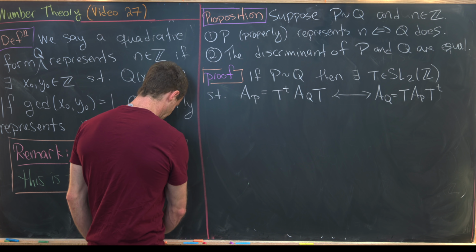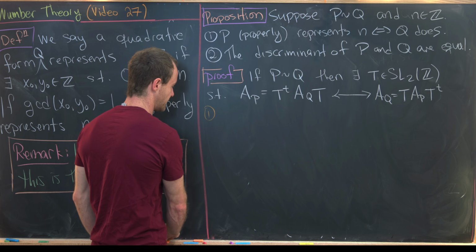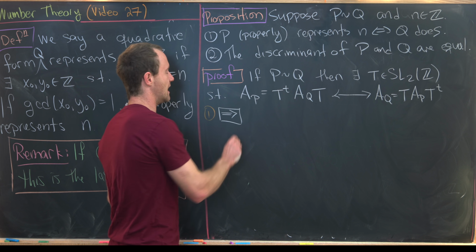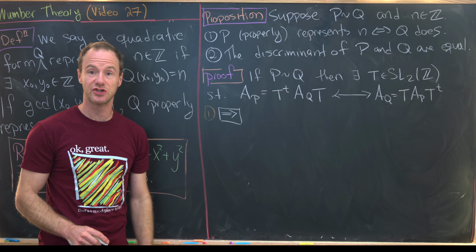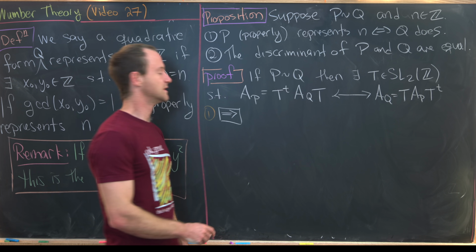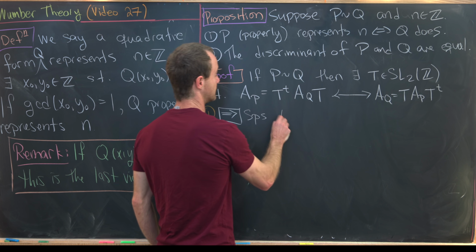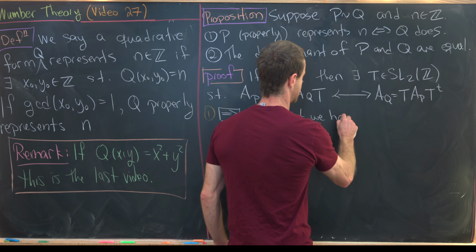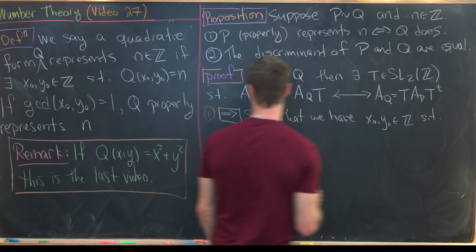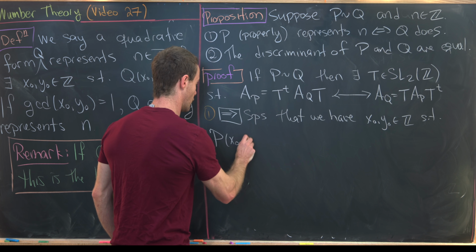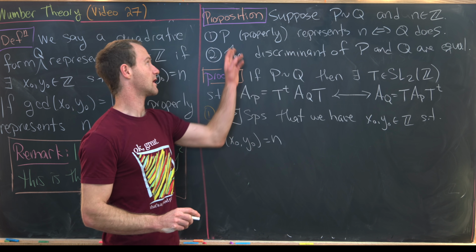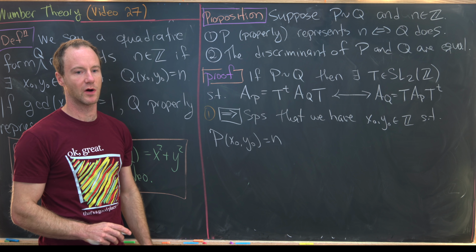Okay, so now we're ready to jump in to the proof of part one. So we'll only do a single direction here, and that's because the two directions are essentially the same, except we just replace the letter P with the letter Q. Okay, so let's first suppose that we have x naught, y naught, which are integers, such that P of x naught, y naught equals n. So in other words, n is represented by P. We'll get into the properly part later.